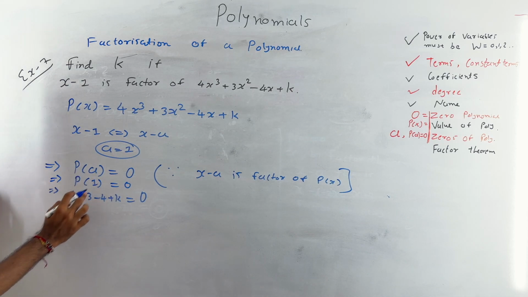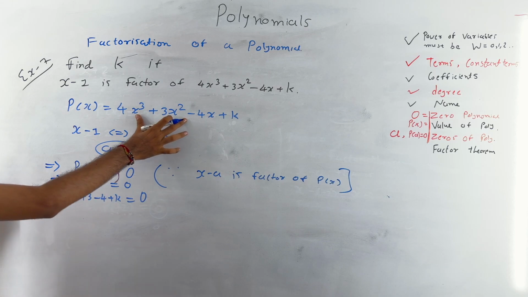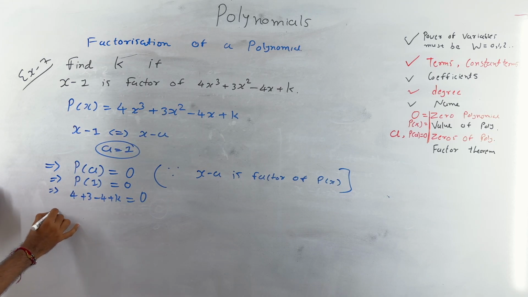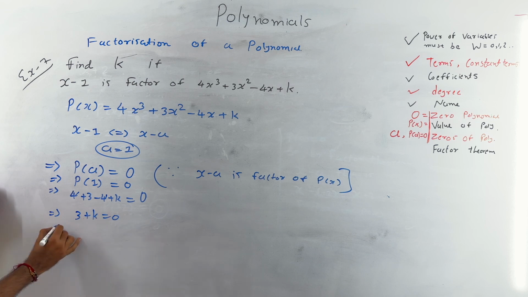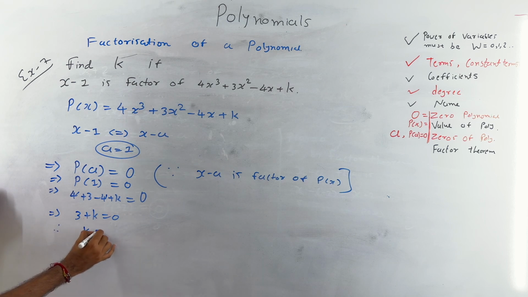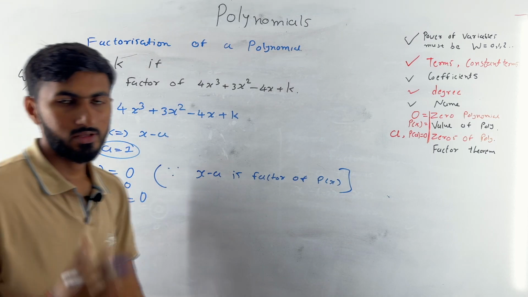a is equal to 1. So p(1) equal to 0. I have just substituted 1 in place of x in this polynomial. So my answer will be 4 for both parts. So 3 plus k equal to 0. So if I transpose 3 to the other side of the equation, it will be k equal to minus 3. So by this method you can find the value of k.